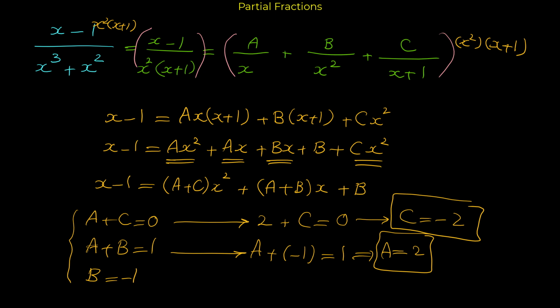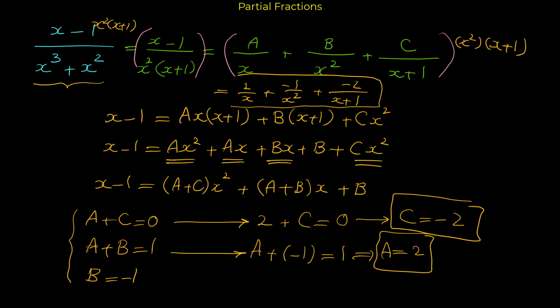So, finally, the partial fraction form of this rational function is: A is 2, so 2 over x. B is negative 1, so negative 1 over x squared. And finally C is negative 2, so negative 2 over x plus 1. This is the partial fraction decomposition for this rational function.